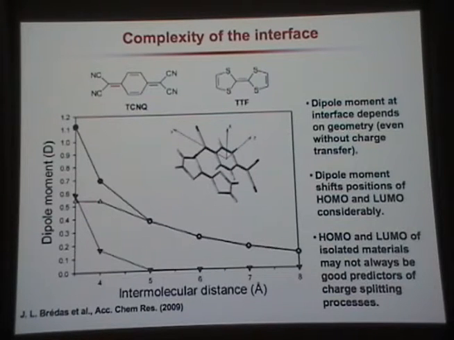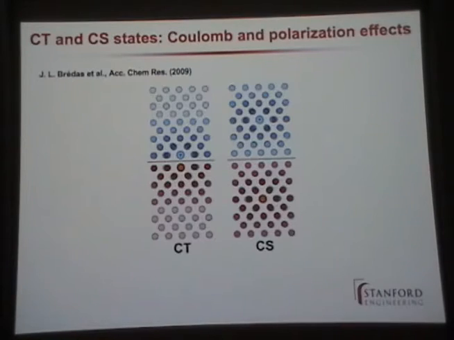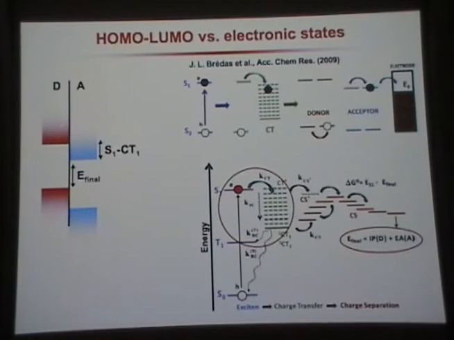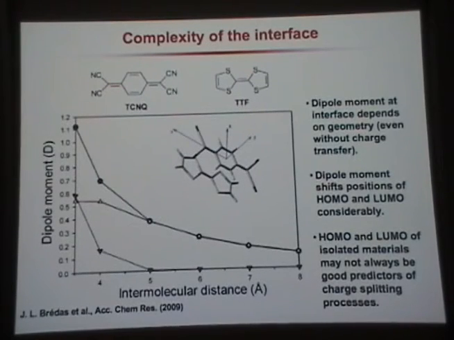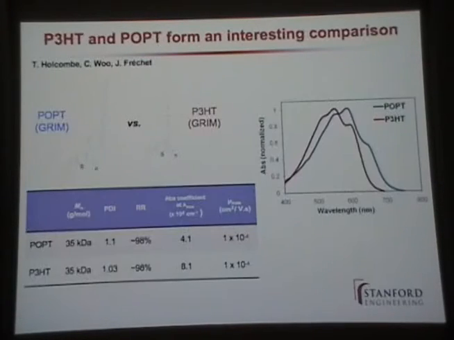And so locally, your HOMO and LUMO may be very different from what I measured here when I took my materials separately and I measured HOMO and LUMO and then put them together in sort of an artificial heterojunction. In a real heterojunction, these levels may be shifted by hundreds of millivolts. And so the HOMO and the LUMO of the isolated materials may not always be good predictors of what happens in the charge splitting process, because locally, which is where the charge splitting occurs, the situation may be very different.